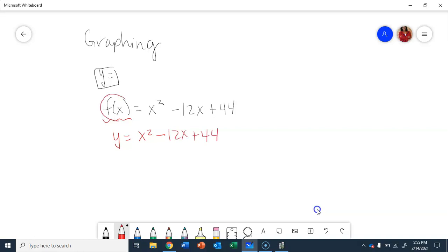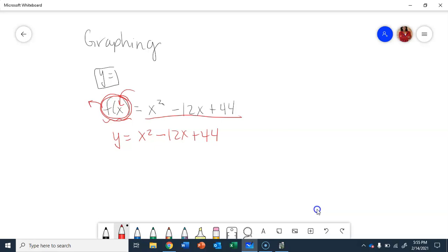Because again, that f of x is saying, hey, when you plug the values of x into the function, you will get out an output. And so as you plug in values of x into here, which is the function, you're getting out this value, which is a y. Okay, hope it makes sense.